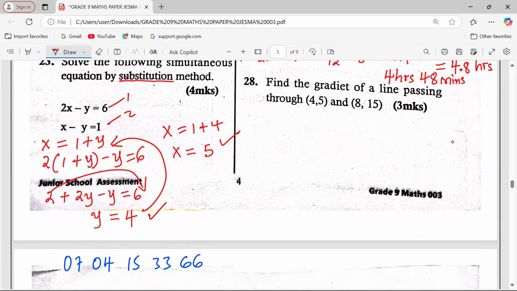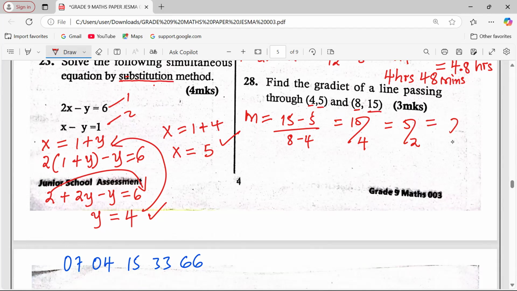We've got number 28 here. Find the gradient of the line passing through 4,5 and 8,15. Gradient M is given by change in y over change in x. So we need the y coordinates, 15 minus 5, divided by 8 minus 4. So this is going to be 10/4. This will simplify to 5/2, and this finally will simplify to 2.5, which is also correct when written as 5/2.